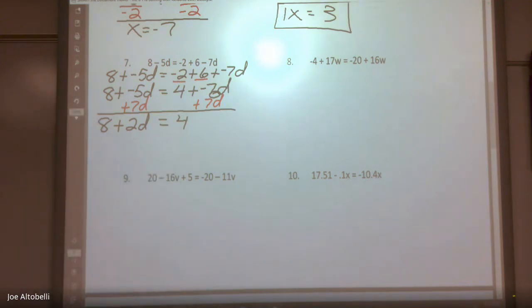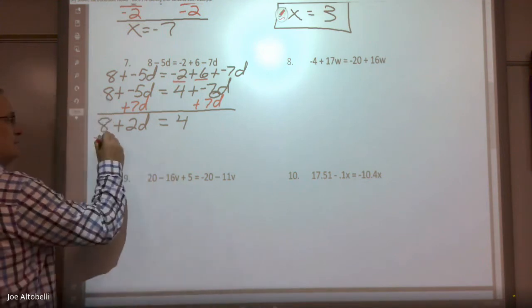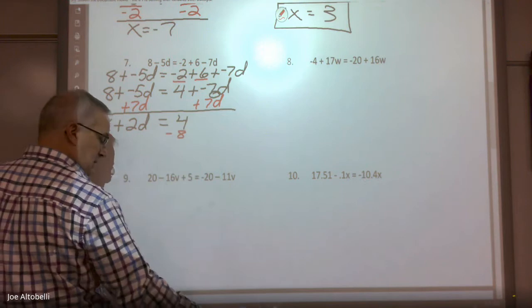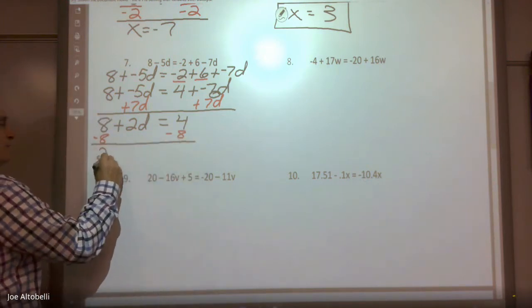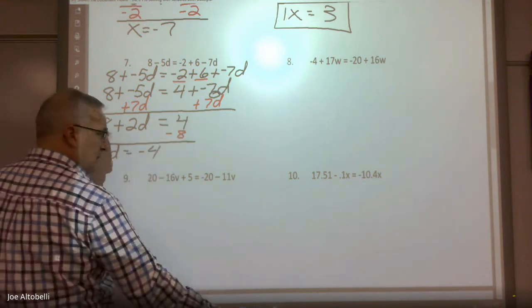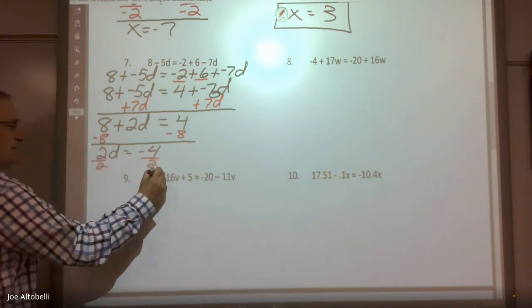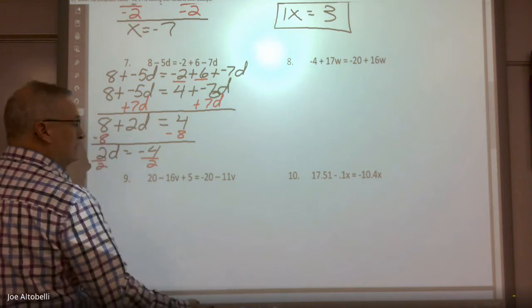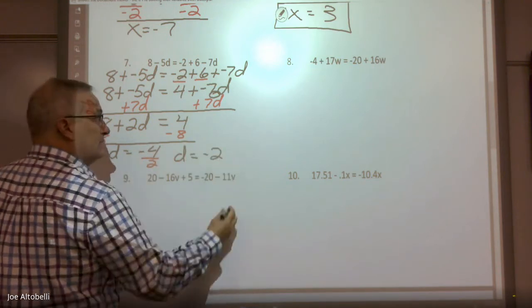Now I have a two-step equation. I will solve my two-step equation. Subtract the 8. And I'm left with 2d equals negative 4. I have 2d, divide by 2, divide by 2, and I get d equals negative 2.